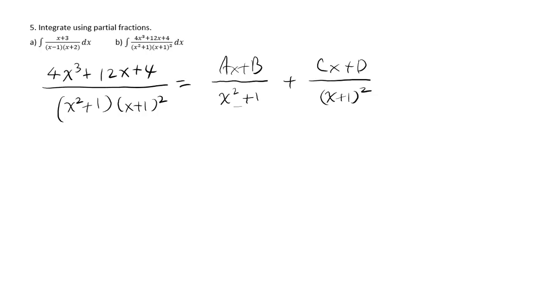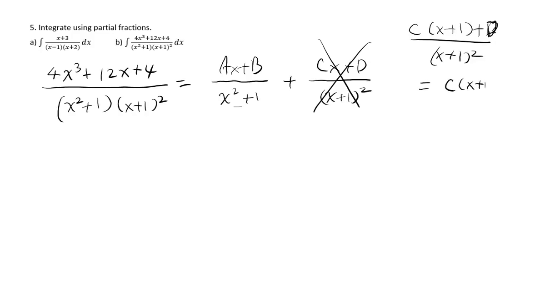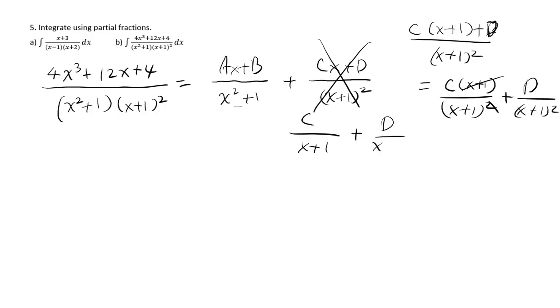So instead of doing it this way, what the textbook tells you to do is to put it like c times x plus 1 plus d over x plus 1 squared. So instead of x, you put x plus 1, which in turn means it's c times x plus 1 over x plus 1 squared plus d over x plus 1 squared. And since these can't cancel, you end up with c over x plus 1 plus d over x plus 1 squared.